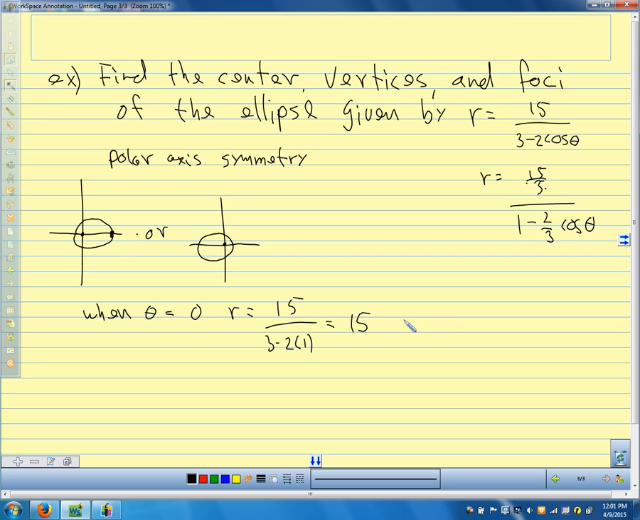So we're going to have a vertex at 15, 0. And that is in polar coordinates, r, theta. Remember, we're in polar coordinates. What is theta over here, or here? Pi. When theta equals pi, we're going to get another vertex.